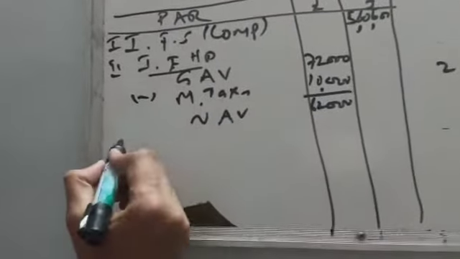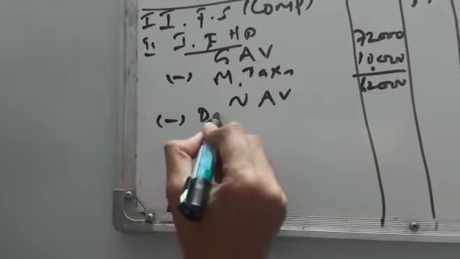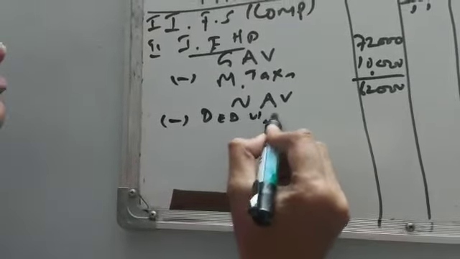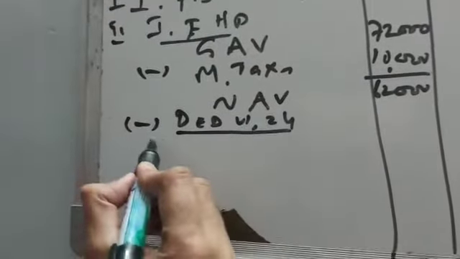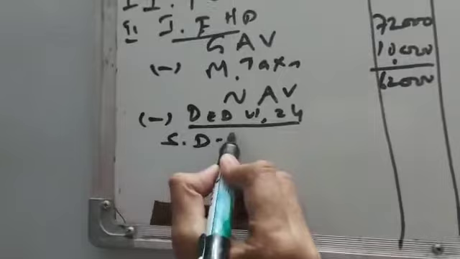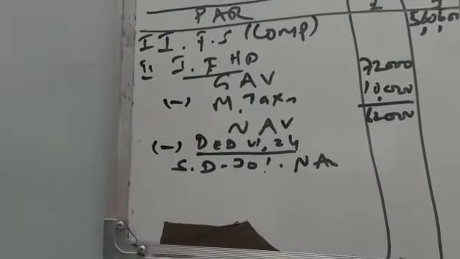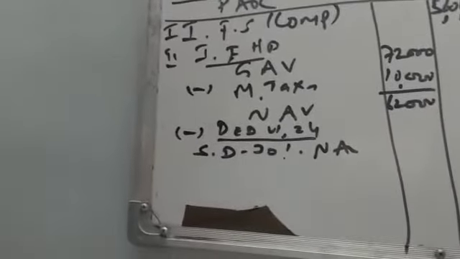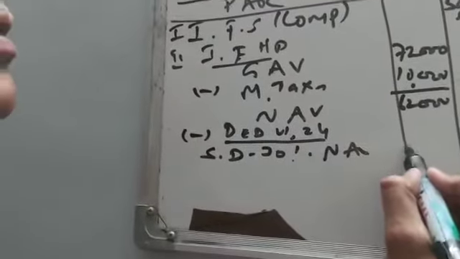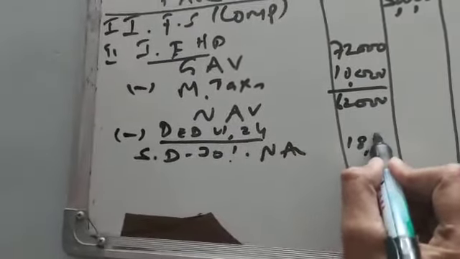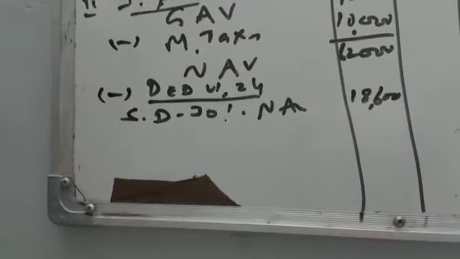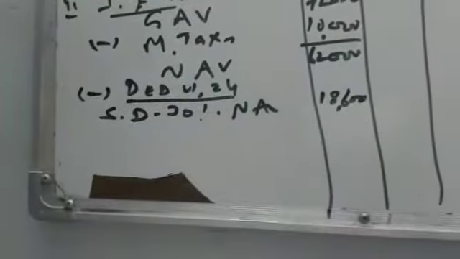Now you make some deductions under section 24 for house property. First is the standard deduction, SD, which is 30% of NAV. NAV is 62,000, and 30% comes to 18,600. This has to be subtracted. This is called the standard deduction: 30% of 62,000 gives 18,600.